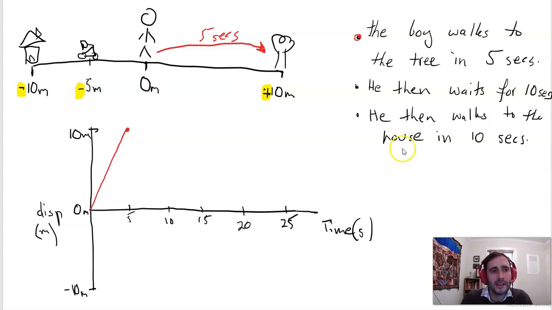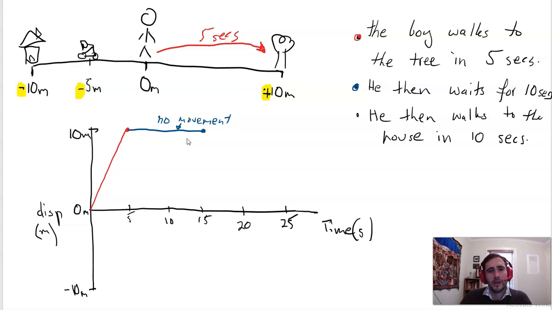All right? Now, the next part of the problem says he then waits for 10 seconds. So waiting means he's just going to chill there. He's not going to do anything. So he's just going to be stationary. And this is a flat line here, right? And that means he's just waiting. Now, when it comes to a displacement time graph, if you ever see a flat line, that's easy. It just means the person or the object is doing nothing. They are not moving whatsoever. They are staying at whatever displacement they are. So that always means no movement, all right? So no movement happening here.